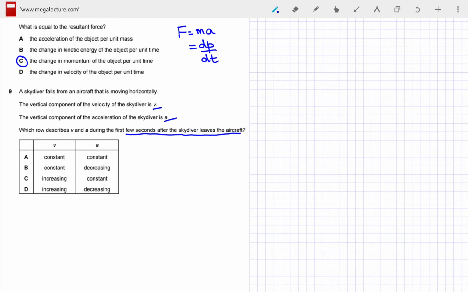And so you might think that acceleration is constant and velocity is increasing, but think about this: there is air resistance as well, right? So the air resistance is going to cause the skydiver to decelerate as well, and therefore the deceleration would also be acting on the skydiver, which would decrease the constant value of g, and therefore the velocity would be increasing, but the net acceleration would be decreasing. So the correct option is option D.